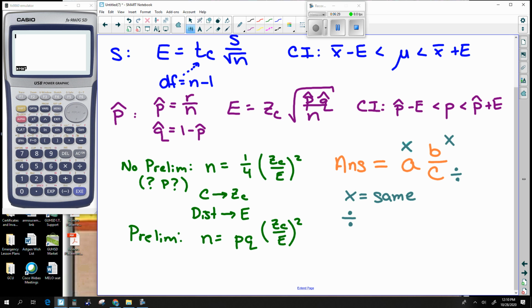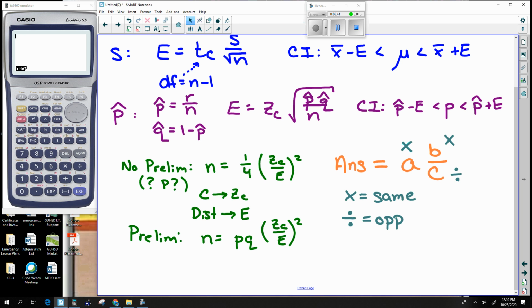And then division is the opposite. It's called an inverse relationship. So if I divide by a big number, I'm going to get a small answer. If I divide by a small number, I'm going to get a big answer.